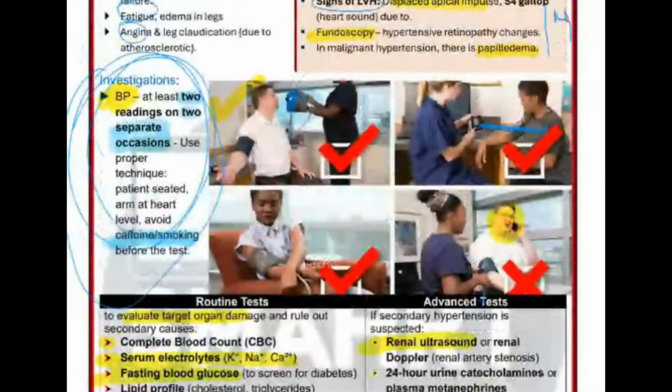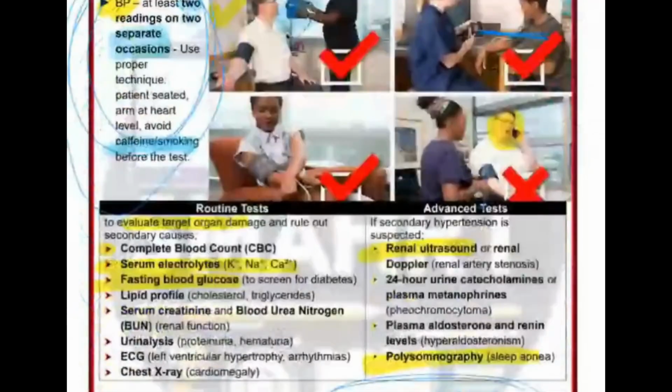Is hypertension clear? Hypertension is clear, no?